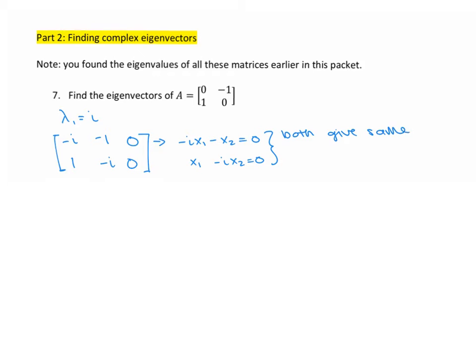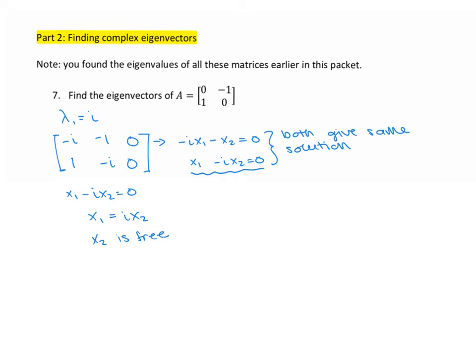So if they're both going to give us the same solution, pick one to work with. I usually work with the second one just because I like having that coefficient for x1 being 1 already. So if we look at just this second equation, x1 minus i x2, so x1 equals i x2. If we look at this in vector form, x2 is free.